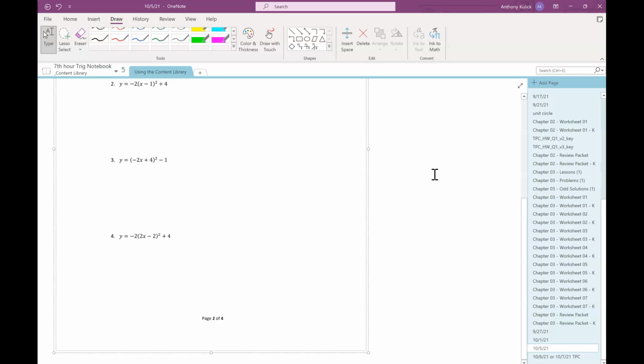Okay, number 3. So the first thing I want to do is identify the values for A, C, H, and K. So I'm going to be comparing to my general form, that looks like this. The place that I need to be careful about is this piece doesn't look like that. So I'm going to factor that -2 out.